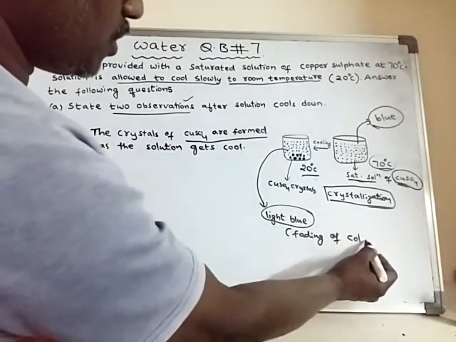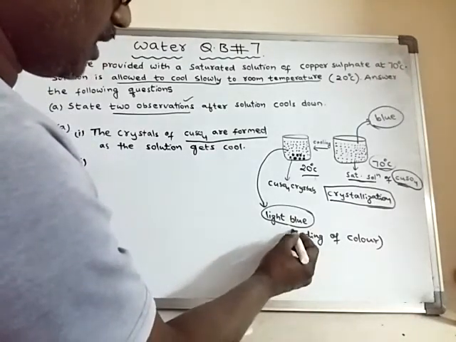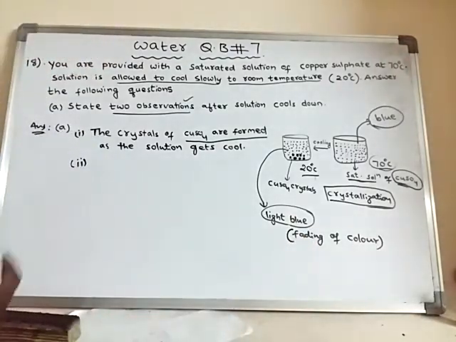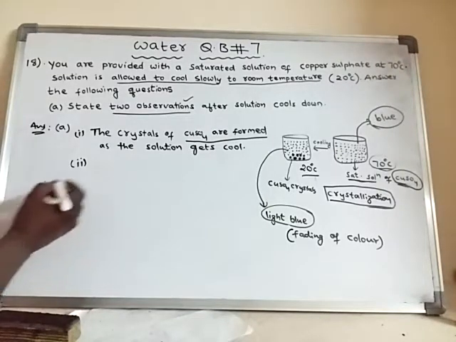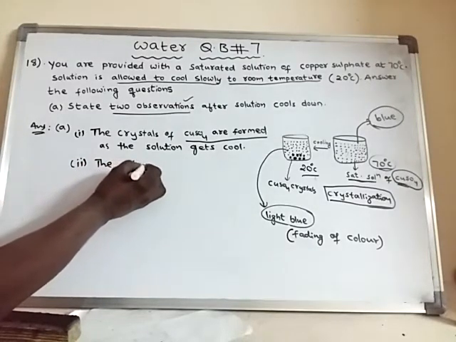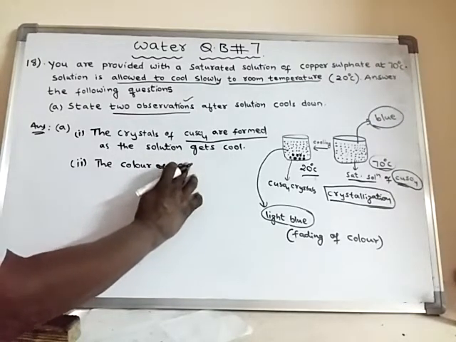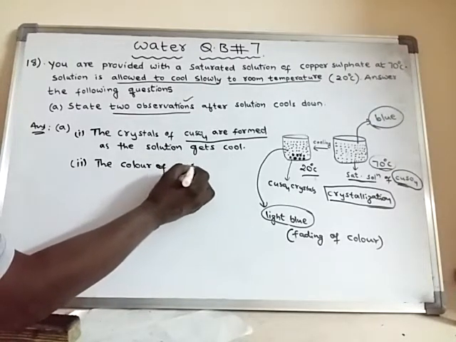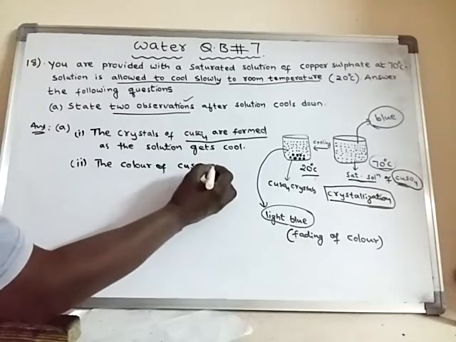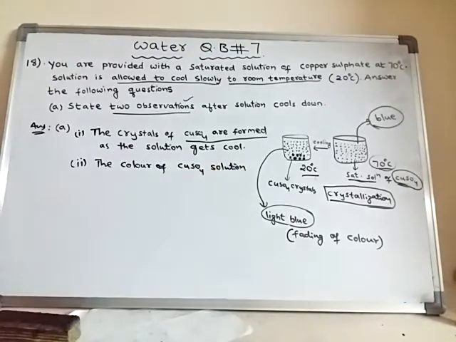Fading of color. Fading of color means the color is decreased. So what is the second observation? The color of copper sulfate solution fades. What happened to the color of copper sulfate solution?